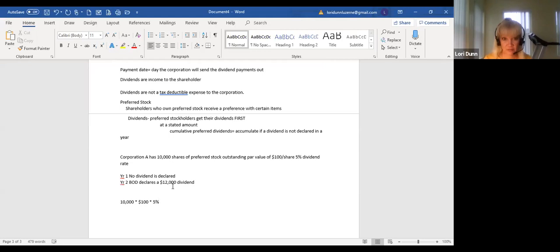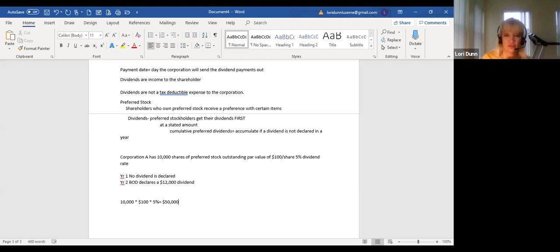Wow, that's a lot of money. I did that really wrong. Let's say 100 times 0.05 times 10,000, $50,000. So we didn't even declare enough this year to pay last year's dividend.